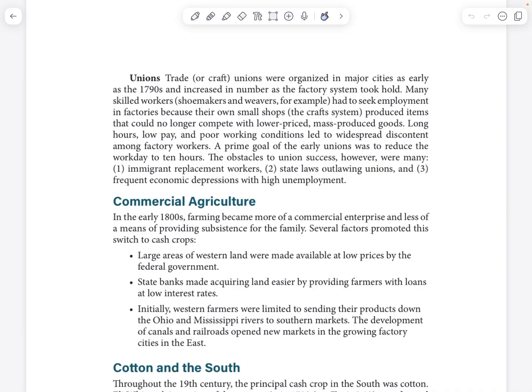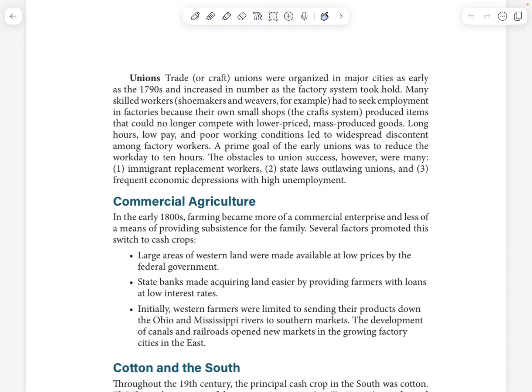Long hours, low pay, and poor working conditions led to widespread discontent among factory workers. A prime goal of the early unions was to reduce the workday to 10 hours. The obstacles to union success, however, were many. 1. Immigrant replacement workers. 2. State laws outlawing unions. And 3. Frequent economic depressions with high unemployment.